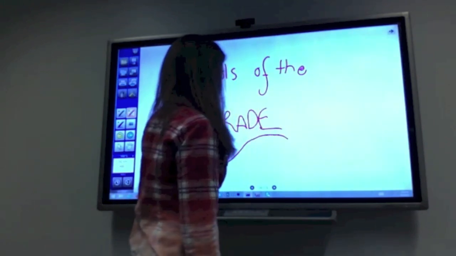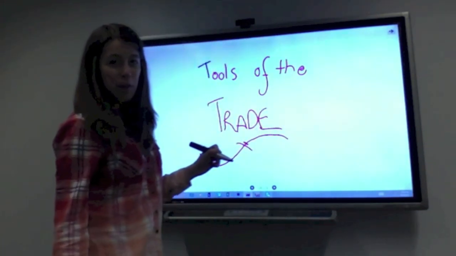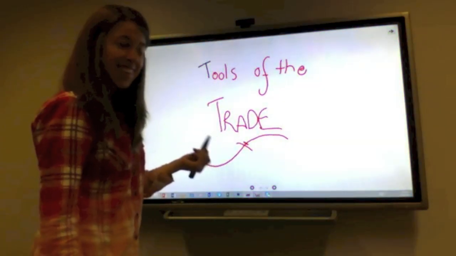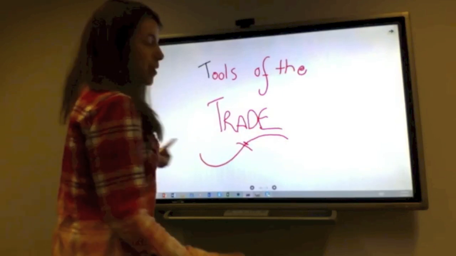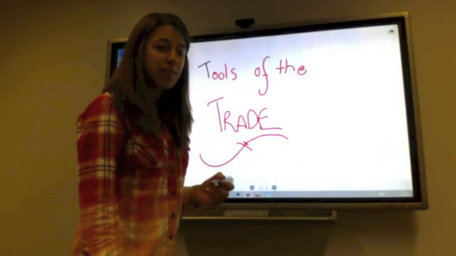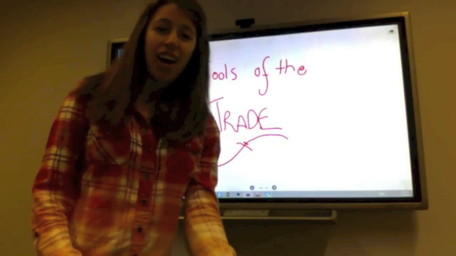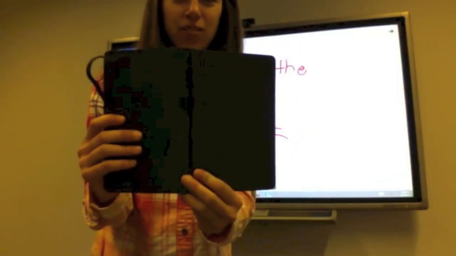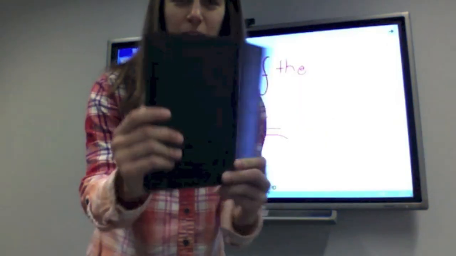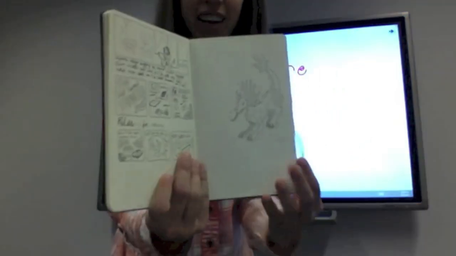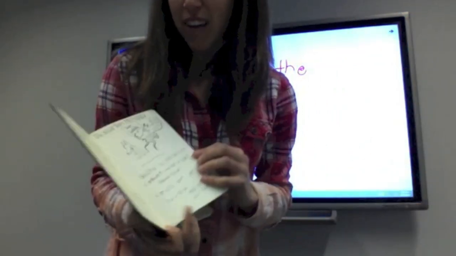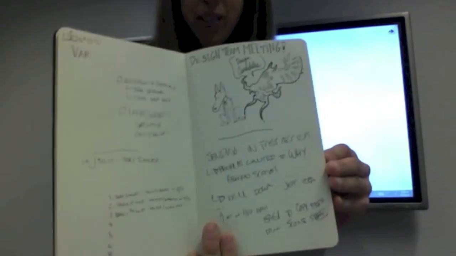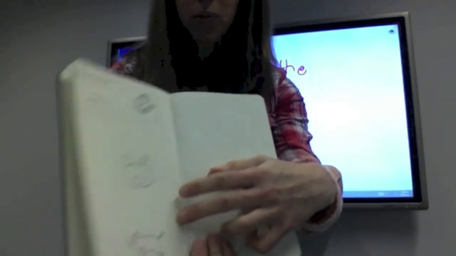So you don't need one of these really cool fancy whiteboards. This could be a tool of the trade, but my standard tools of the trade, I have some examples. I have my standard black Moleskine sketchbook, and I have drawings, I have notes. This is what my sketchbook looks like.